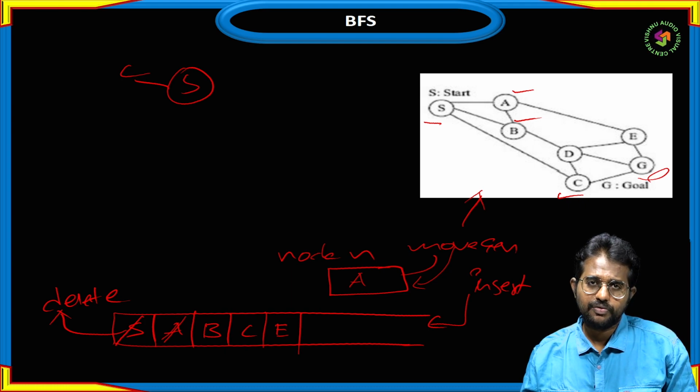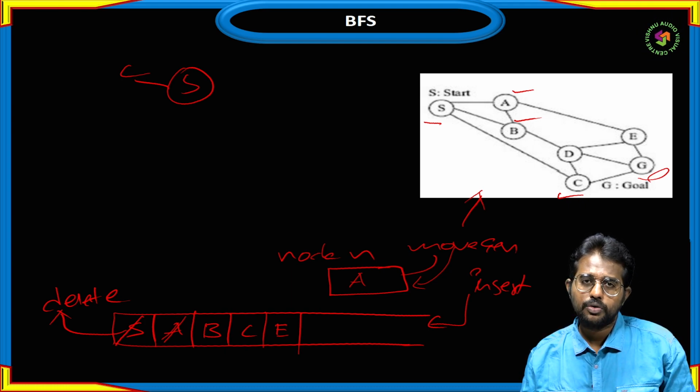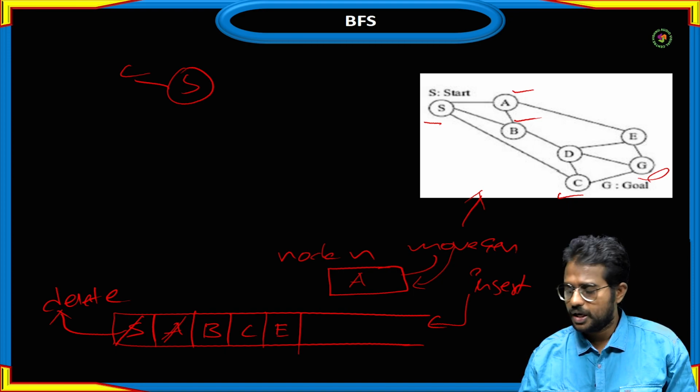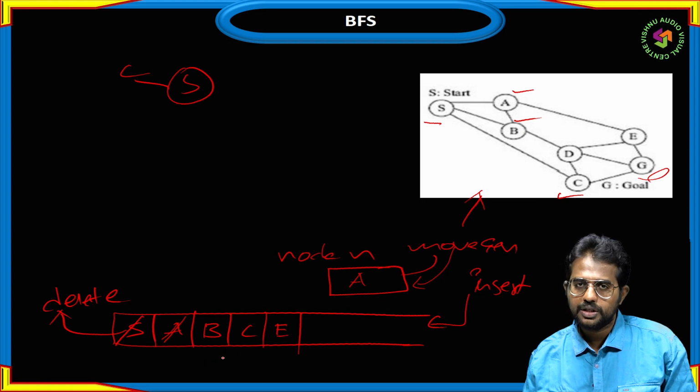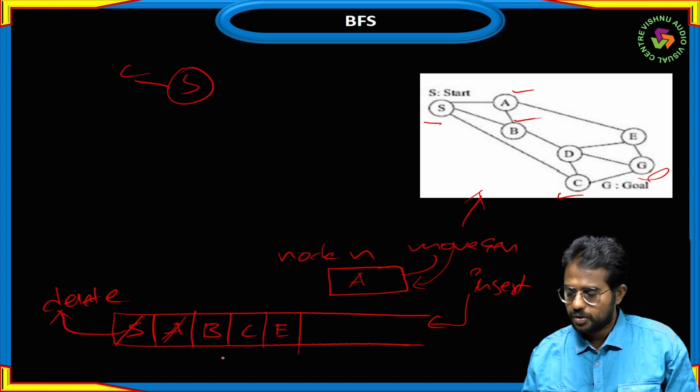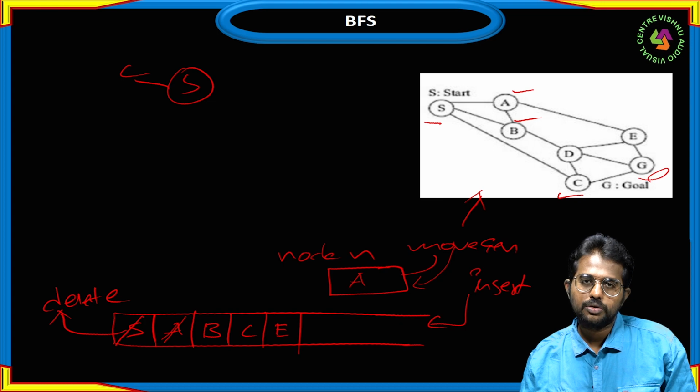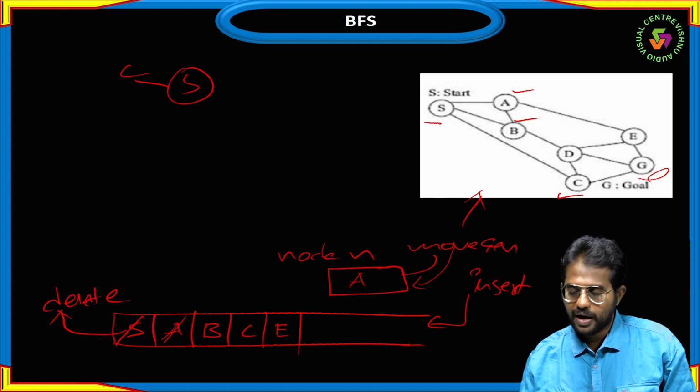Next, again the while condition will be checked. In the while I have two conditions. The first condition is whether the goal is reached. Here the goal is not reached, and the second condition is Q is not empty. So both are true, and I am going to execute the statements that are present in the while loop.